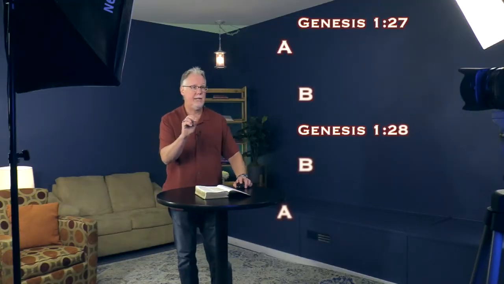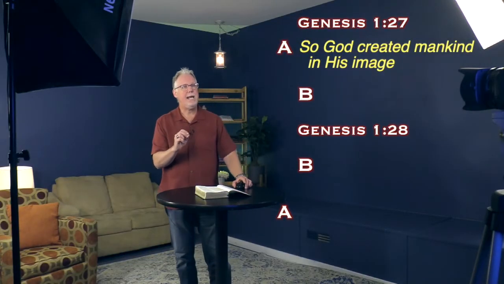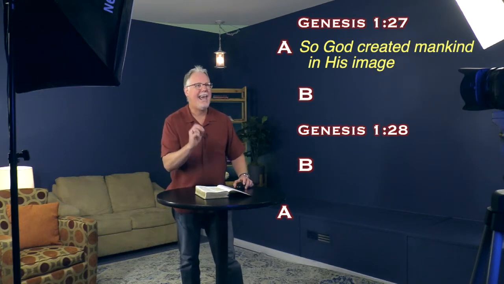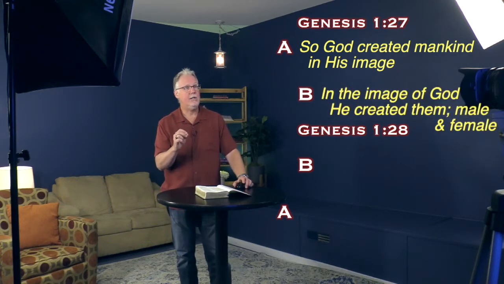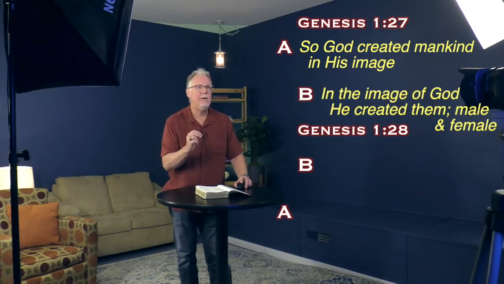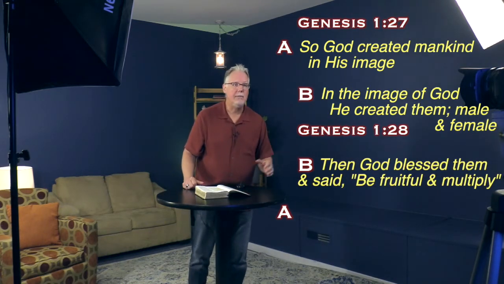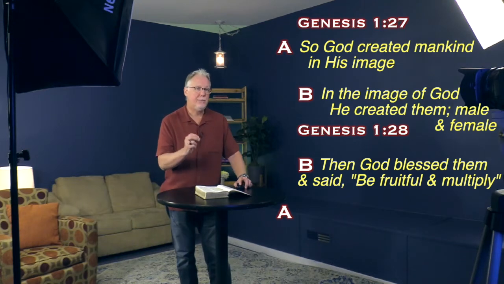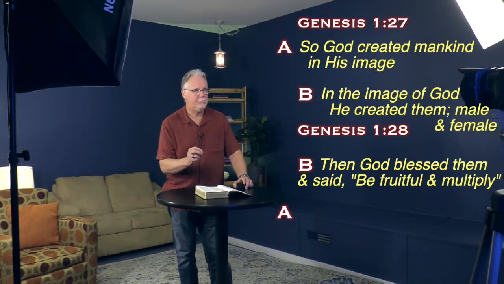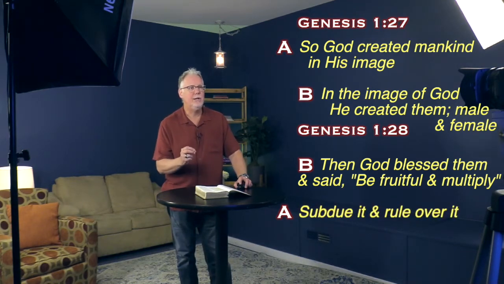Verse 27 says, "So God created mankind in His image. A, in the image of God He created them. B, male and female He created them." Verse 28, "Then God blessed them, and God said to them, be fruitful and multiply." That's B. Letter A, "subdue it and rule over it."